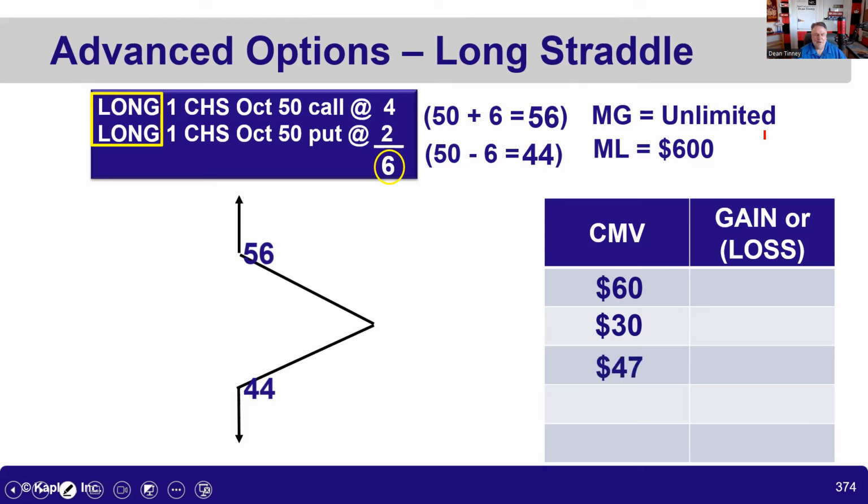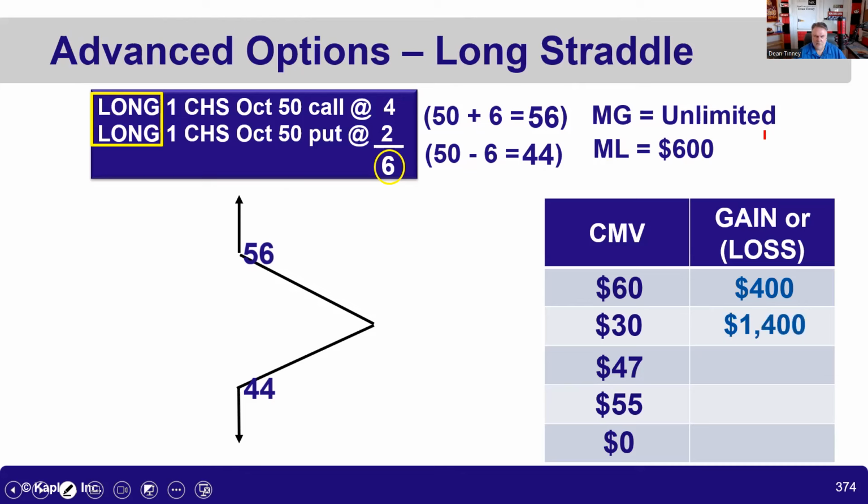By the way, you want to have a process, because then when you're checking the answers you can find where you messed up. 47, I'm a loser. I'm a 3-point loser, 3 points in the break even. 55, I'm a loser. It moved, but not far enough. And 0, I'm a winner. So 60, I make 4 points or $400. 30, I make 14 points or $1,400.